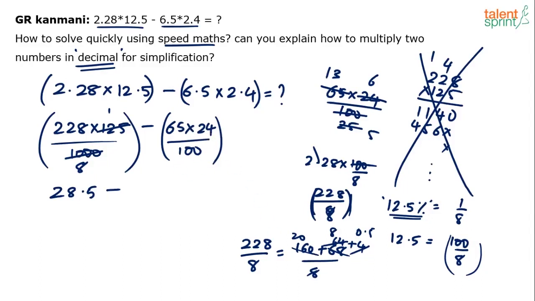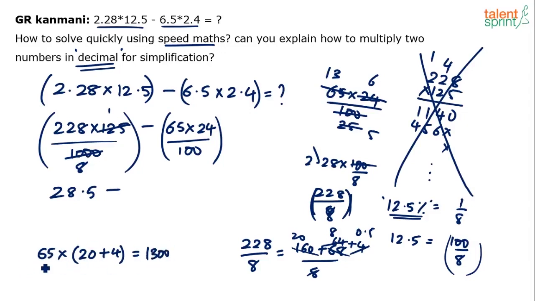Again, split and merge. 65 into 24. 24 is not 24, it is 20 plus 4. So 65 into 20 plus 65 into 4. What is 65 into 20? 65 into 2 is 130. So 65 into 20 will be 1300.